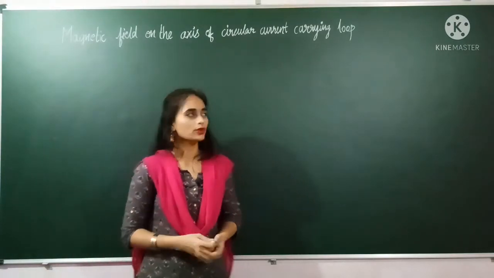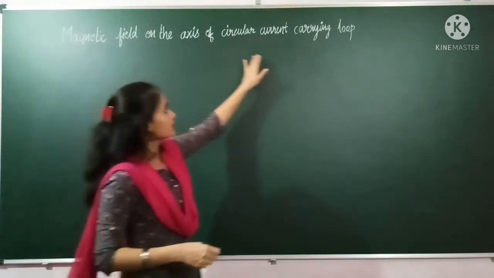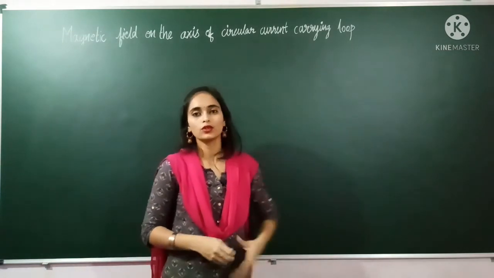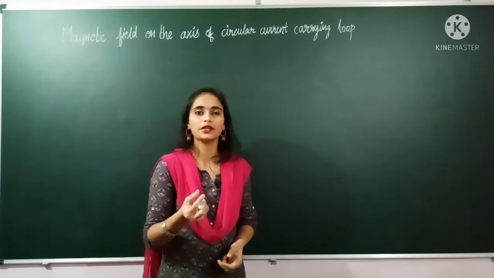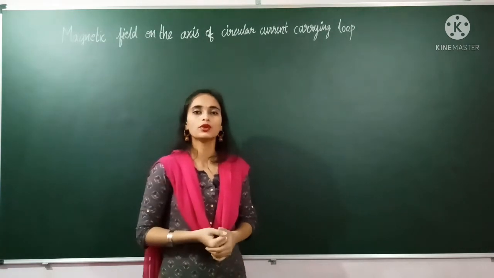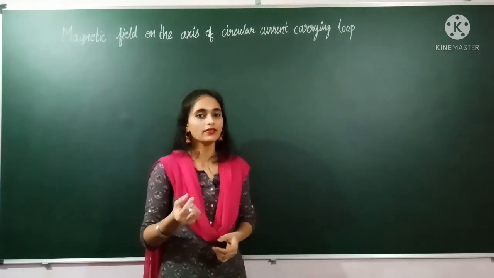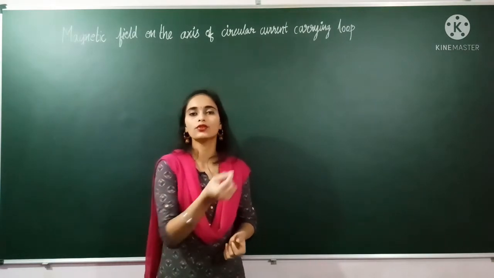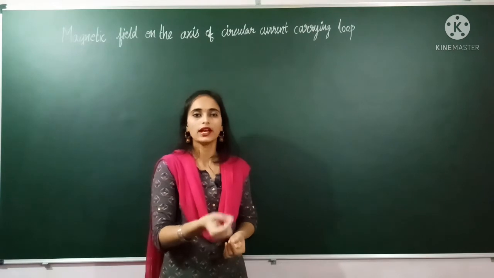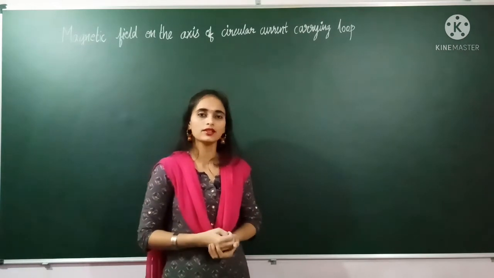In this video I am going to teach you about the magnetic field on the axis of a circular current carrying loop. So in the last class we have studied the magnetic field at the center of the loop. In this video we are going to study the magnetic field on the axis of the loop. Means if you take the axis, and on that axis consider any point P, what will be the magnetic field at that point P?